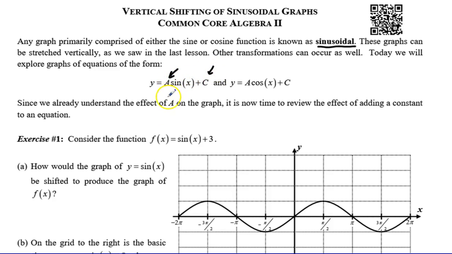And from your other experience with other functions, I think you already have a pretty good sense of what happens when we add 3 outside of a function. Put a constant on here, and it just shifts that function up, right? So we're going to take this graph, and all its y values are going to be shifted up 3 units.